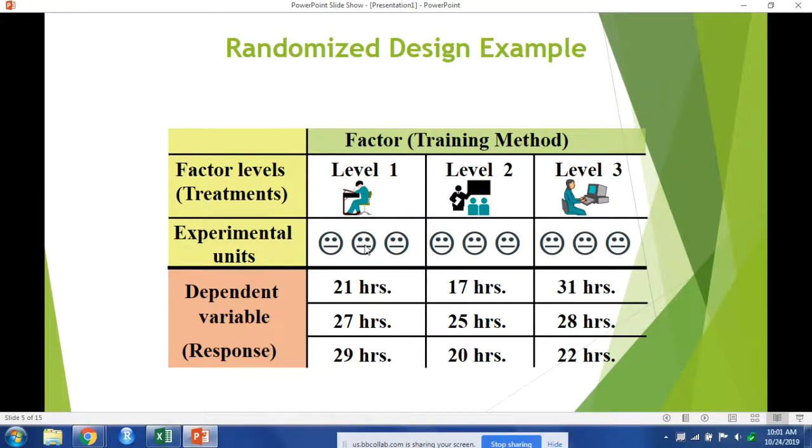So we have experimental units. We have 3 in each group. So 3 people are the experimental unit. We apply this treatment of how we're going to train them to each of them. And then our dependent variable is how long it takes them to be trained on that particular skill.